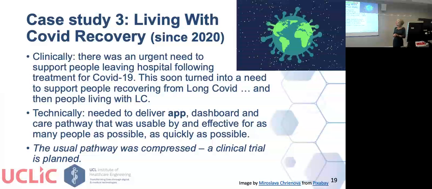So my final case study is about COVID recovery. Sorry, if any of you want to stand up, do feel free to stand up and move around. I'm having a drink.